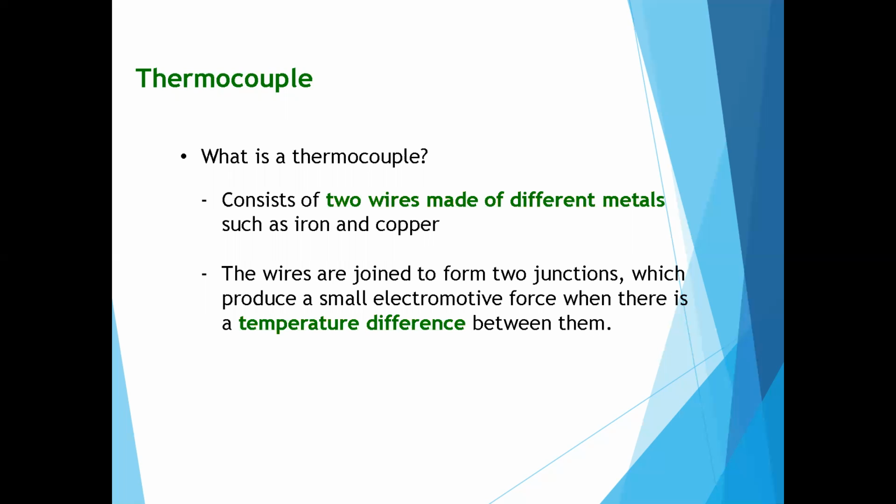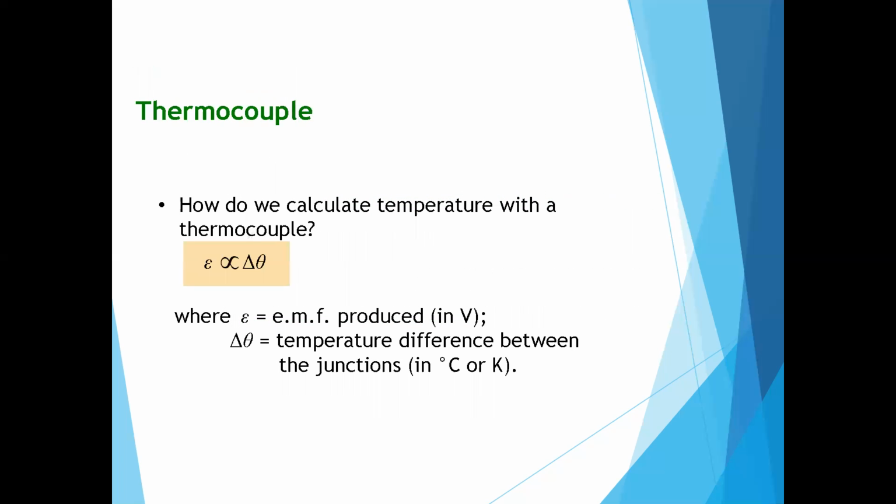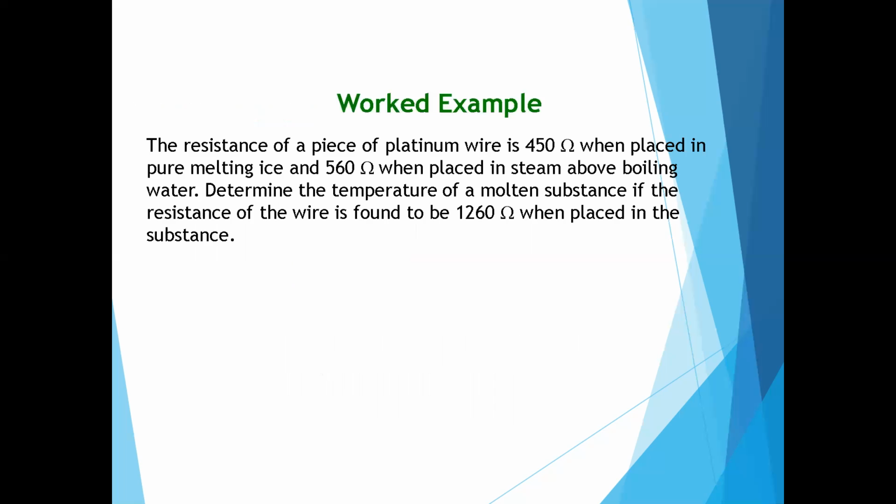Now you will take two wires of two different types, and you're going to join them at the ends, so that makes two different junctions. And then when you put them in liquids or in any place with two different temperatures, a potential difference is generated. How do we calculate temperature with a thermocouple? You have a relationship: E, the EMF, is directly proportional to delta theta. Delta theta is the temperature difference between the two junctions. So we're going to use the ratio method over here.